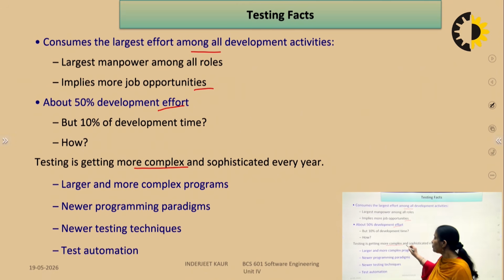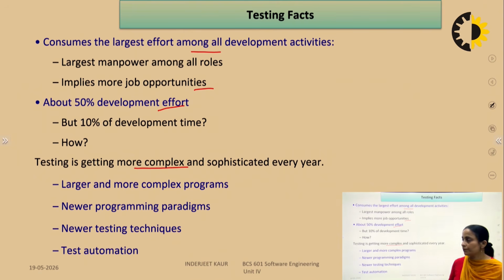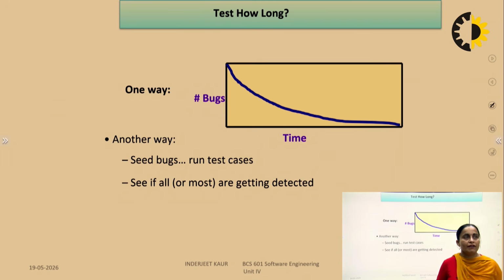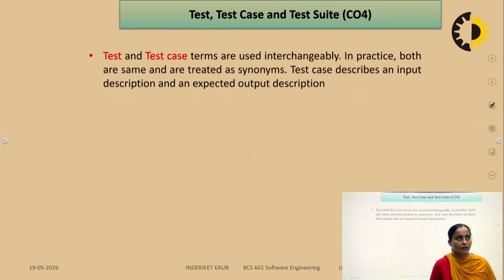Testing is more complex, I will say, because there can be larger or complex programs, newer programming paradigms, newer testing techniques, or I may move on to testing automation. If I define it in terms of number of bugs and time, suppose I am writing and running different test cases, then with respect to time, the bugs will be reduced. Then comes: how can I define a test case and a test suite?